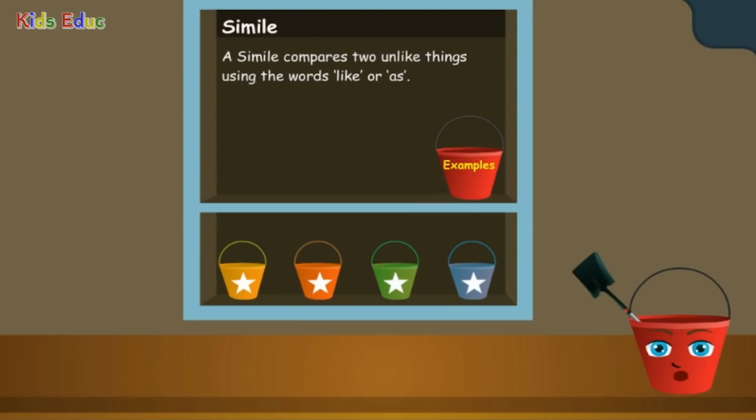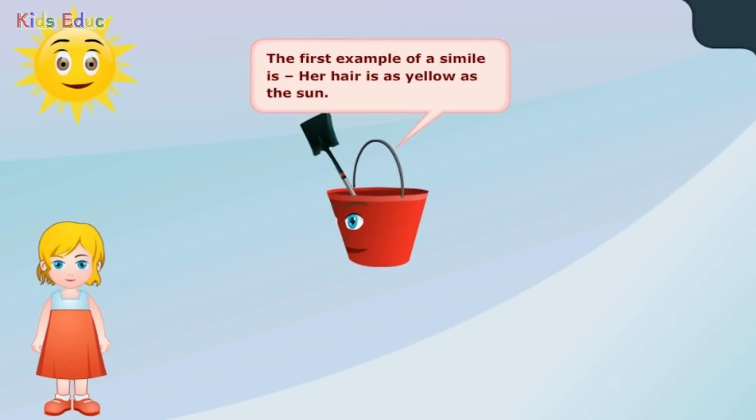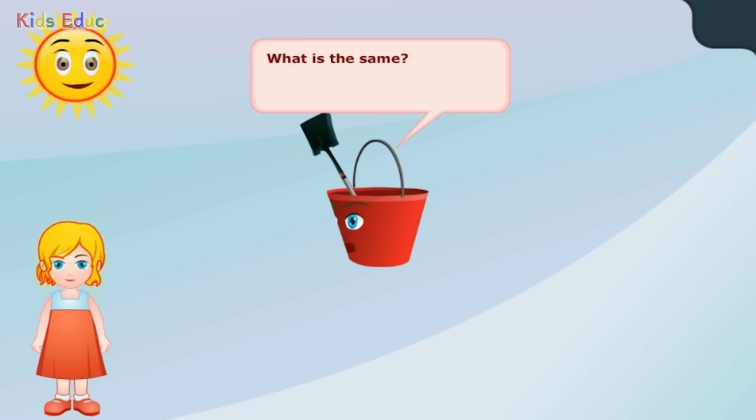A simile compares two unlike things using the words like or as. The first example of a simile is, her hair is as yellow as the sun. In this simile, you are comparing the girl's hair to the sun. What is the same? They are both yellow.